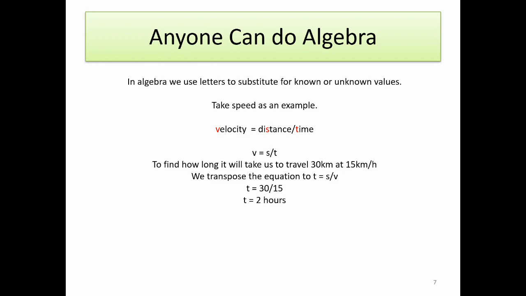So if we want to find out how long it will take us to travel 30 kilometers at 15 kilometers an hour, we transpose the equation to t equals s over v. T equals 30 divided by 15, therefore t equals 2 hours. So at 15 kilometers an hour for 2 hours, we'd travel 30 kilometers.